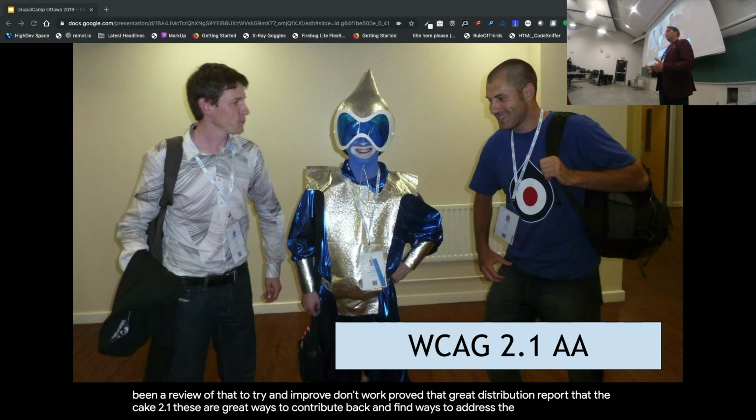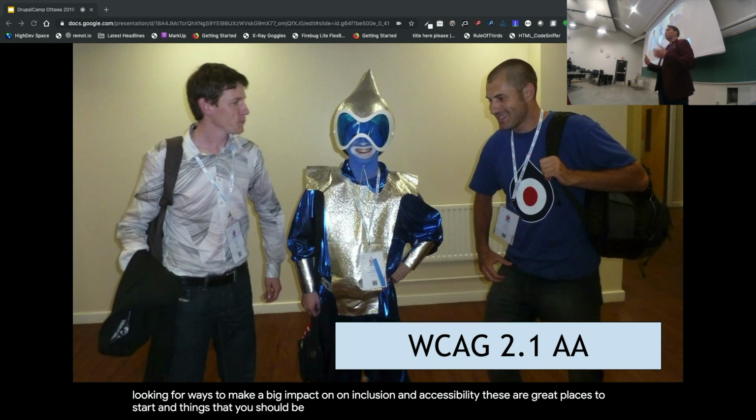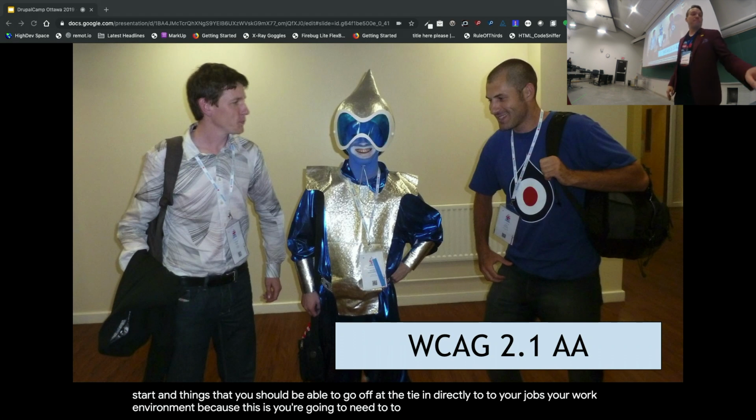So if you're looking for ways to make a big impact on inclusion and accessibility, these are great places to start, and things that you should be able to tie in directly to your jobs and your work environment, because you're going to need to meet these WCAG 2.1 requirements.